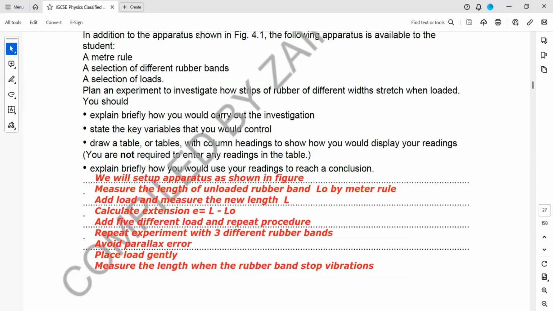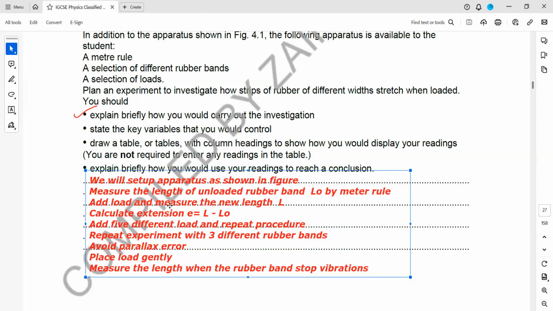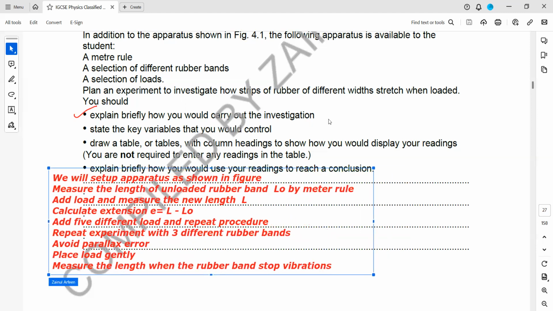The next is, so that we did about the procedure. State key variables that you would control. What are the variables we will control for this experiment? The key variables we should control.